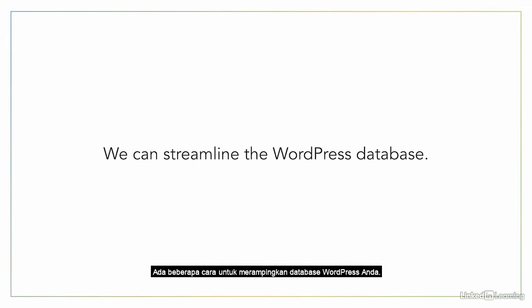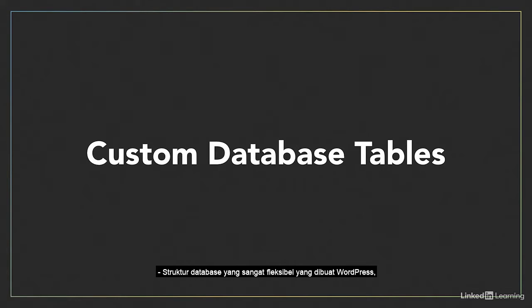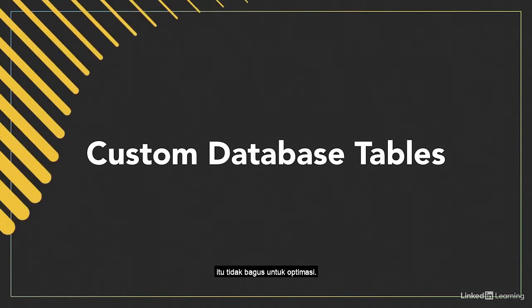There are ways to streamline your WordPress database. I'll show you how to limit the data that goes into the database and how to optimize its structure. But for now, you've seen how WordPress's flexible database is amazing for developers, but not so great for maximizing speed. The very flexible database structure WordPress creates is why we have so many plugins. But as previously mentioned, it's not great for optimization.